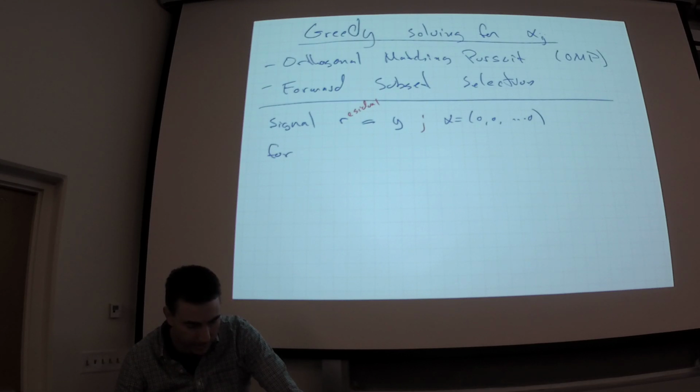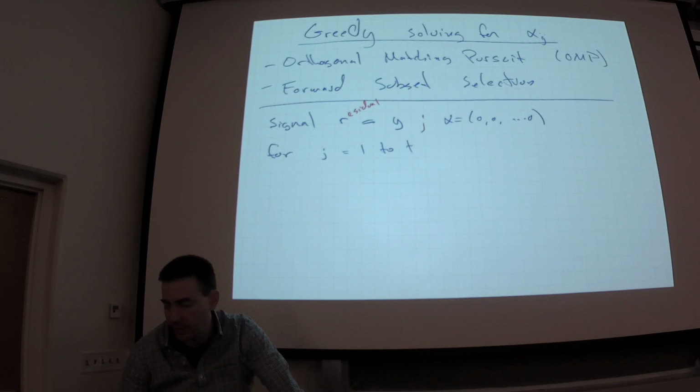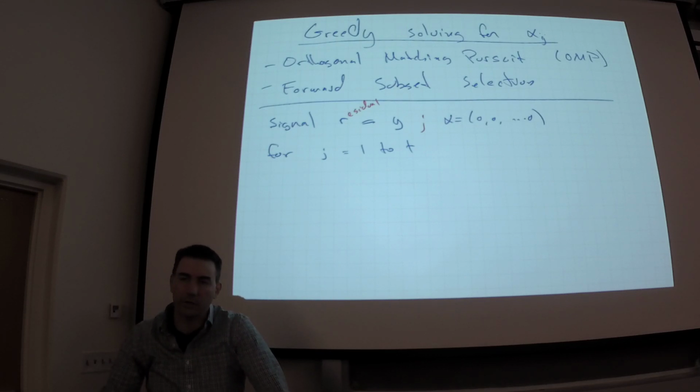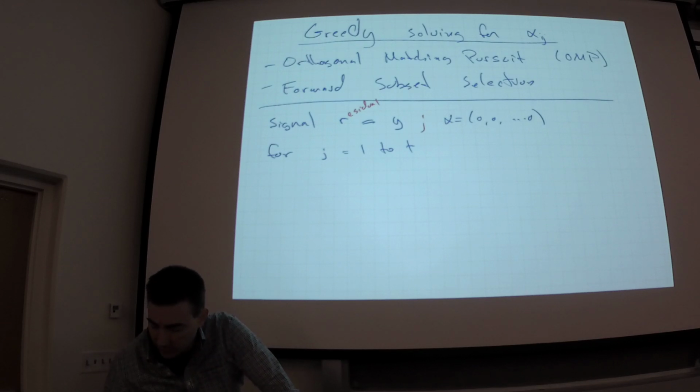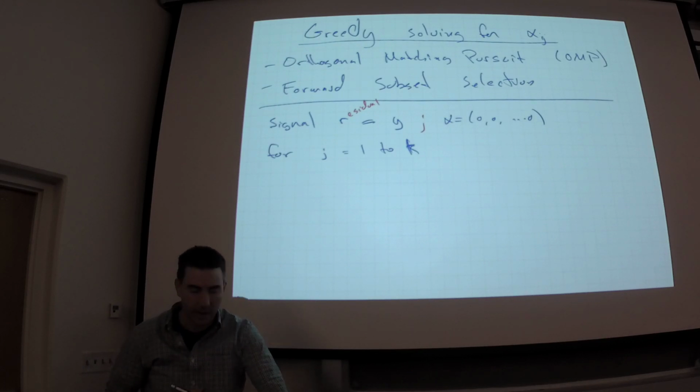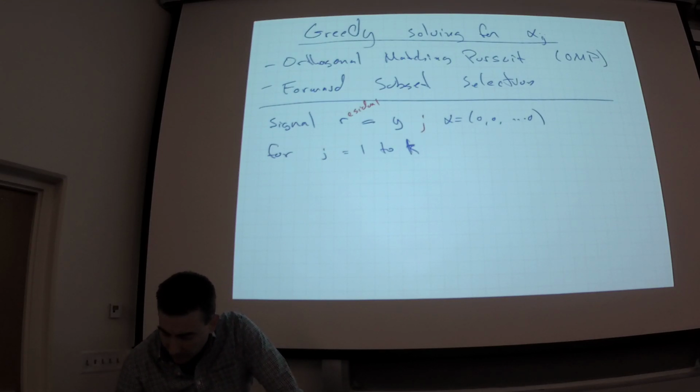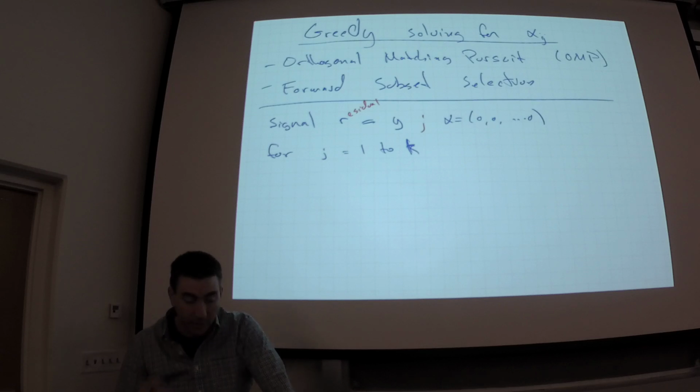Let's do this from j equals 1 to t, where t is the number of coordinates I pick. I'll stop when I pick t of these coordinates. Let's call this k. This t is going to come up in other ways. I'm going to pick one coordinate at a time, and I'm going to do a for loop over this.